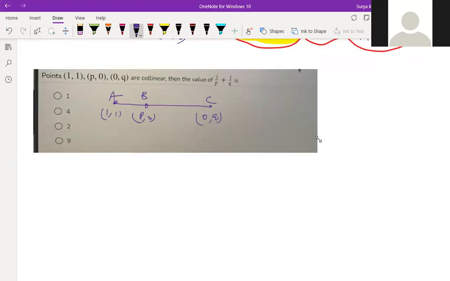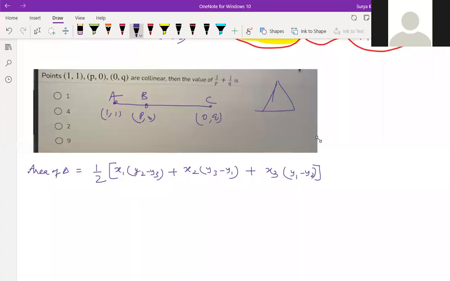So if you find the area of this, you can take it as area of triangle ABC. You remember the area of a triangle is equal to half times x1 into (y2 minus y3), plus x2 into (y3 minus y1), plus x3 into (y1 minus y2). See, the triangle has some area, right?